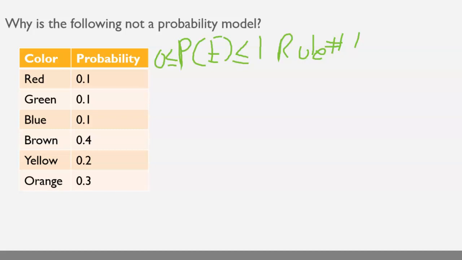Probability of it being yellow, that's 0.2. And the probability of it being orange is 0.3. So all the probabilities range from a value between 0 and 1. So that's the first rule. So that rule checks out. So check.